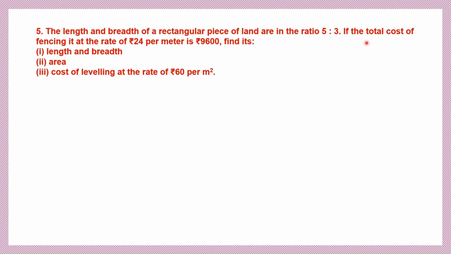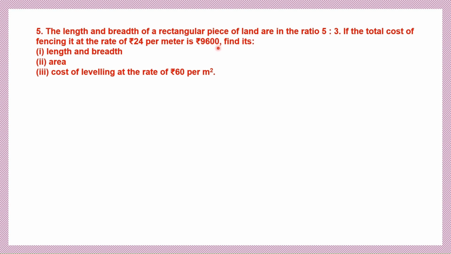And then here what else is given to us? The total cost of fencing, that means perimeter, isn't it? When we talk about fencing, we're talking about the border. And the rate is also given. So that means the perimeter, when you multiply it by the rate, you get this.